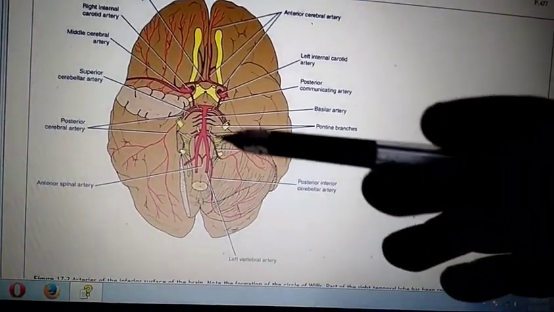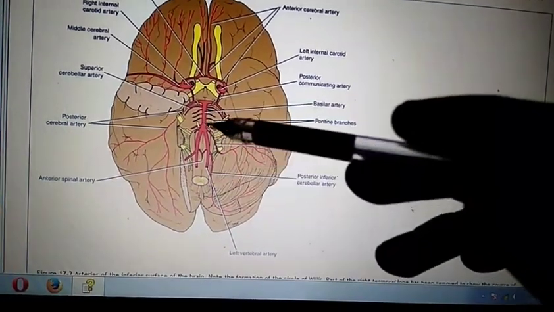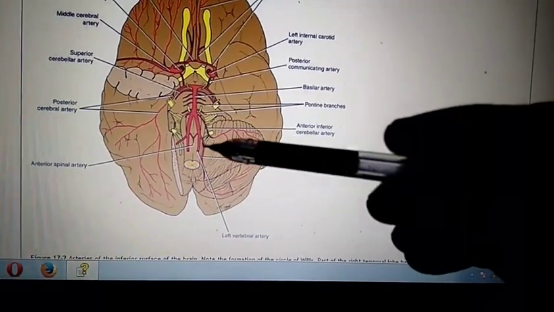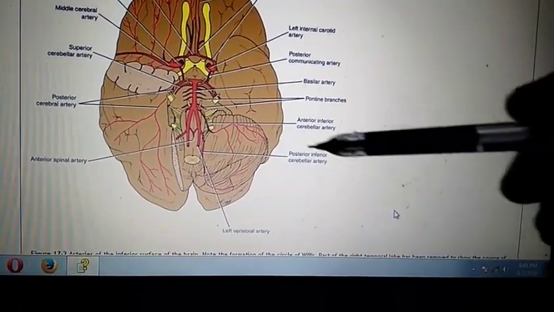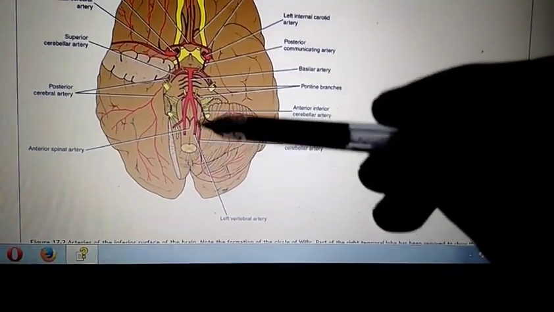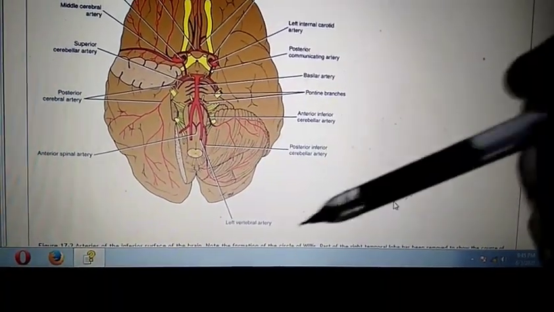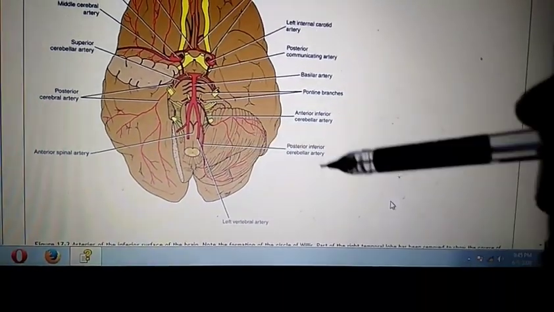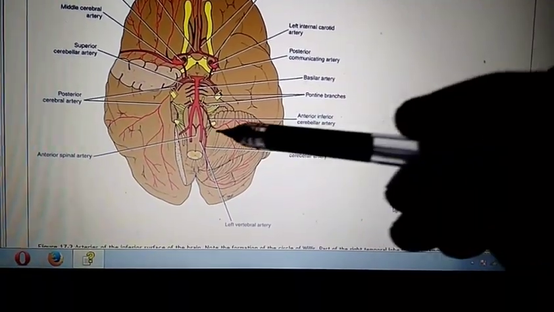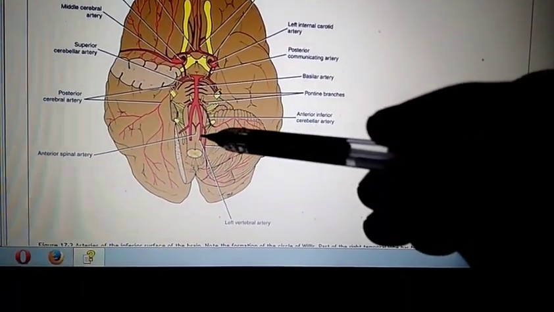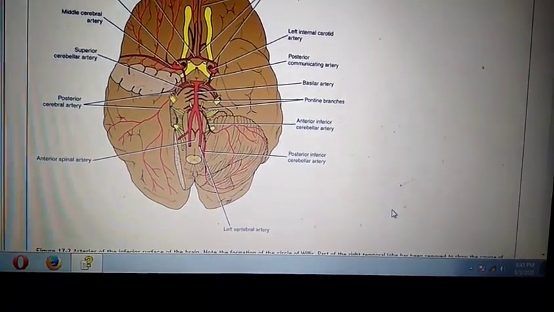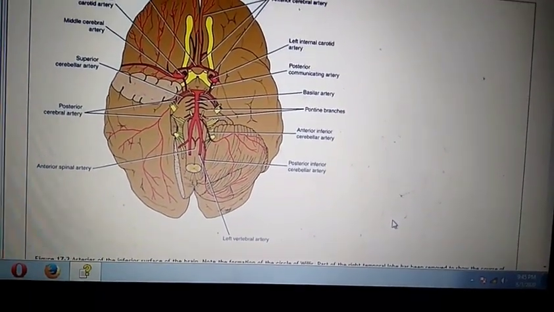The common vascular lesions involving medulla oblongata include: the first one is thrombosis of the posterior inferior cerebellar artery, and the second one is thrombosis of vertebral artery. The thrombosis of posterior inferior cerebellar artery leads to lateral medullary syndrome, and thrombosis of vertebral artery leads to medial medullary syndrome. We will see effects of both these syndromes one by one.